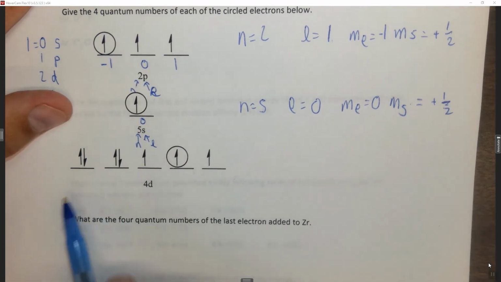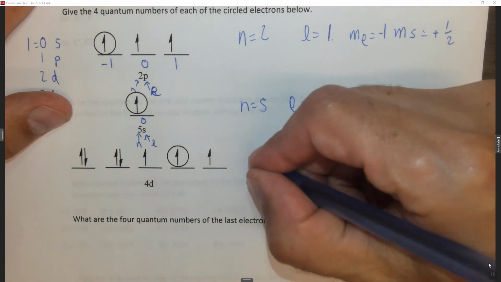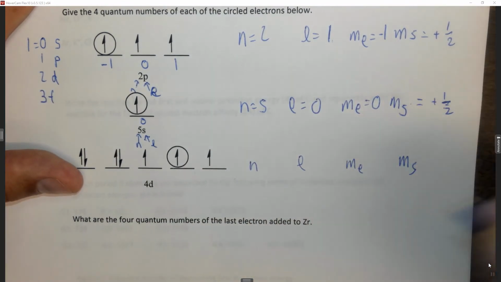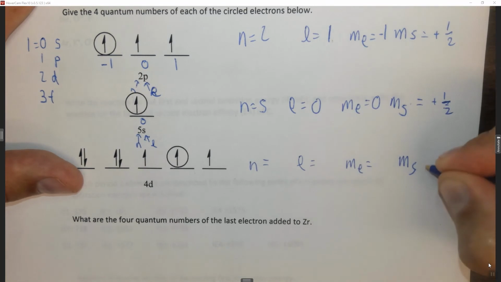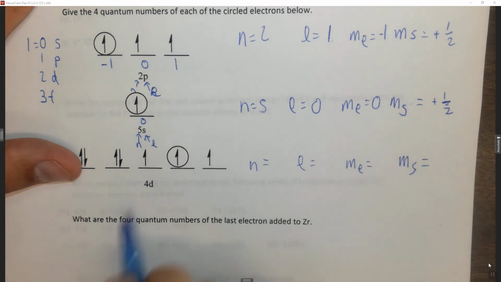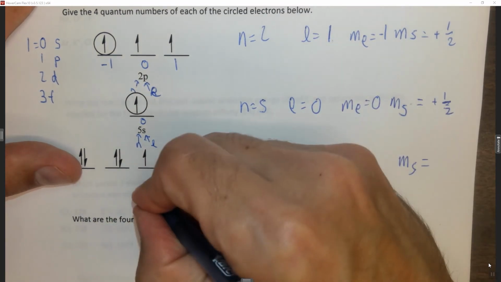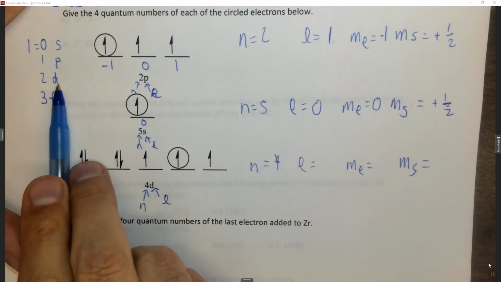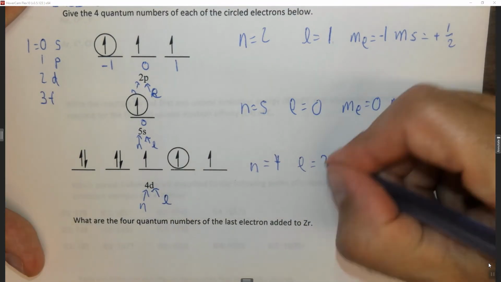Let's look at the last one. We have a 4d, so we want to find n, L, m sub L, and m sub S. So how are we going to do that? Well, 4 is the value of n, and d tells us L. Again, we have to translate. D is L equals 2.